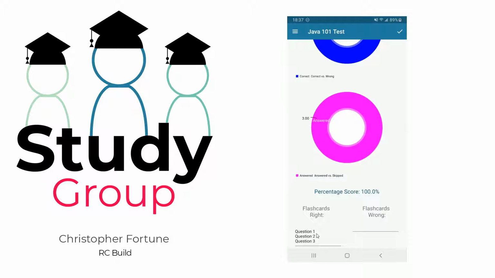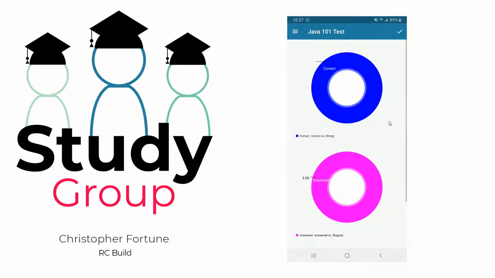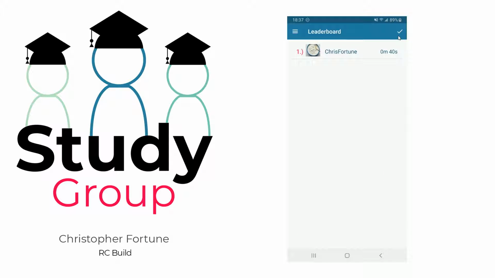Down here, it also displays the flashcards that you got right and the flashcards that you got wrong. So we got questions 1, 2, and 3 correct. If we were to get question 2 wrong, it would display question 2 here. If we go over here and press the check mark, this will take the user to the leaderboard for that flashcard test.